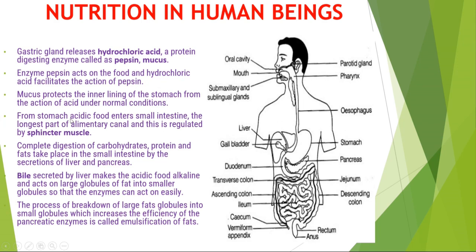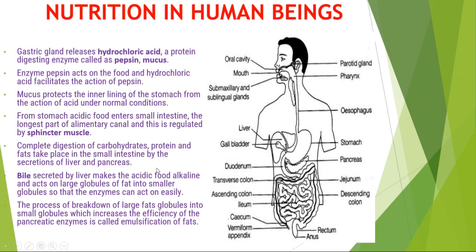Mucus protects the inner lining of the stomach from the action of acid under normal conditions. Now, as we have discussed, from the stomach the acidic food enters the small intestine, the longest part of the alimentary canal, and this is regulated by the sphincter muscle. This food needs to enter the small intestine, so this is regulated by the sphincter muscle.